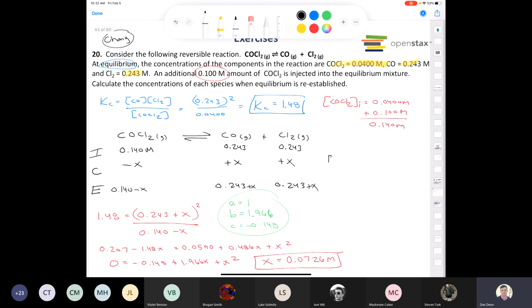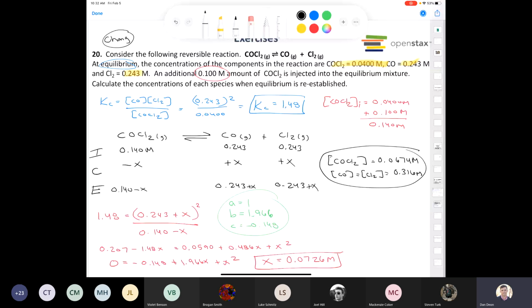We get the concentration of COCl2 is equal to 0.140 minus this number. I went ahead and did that already, and you get 0.0674 molar. The concentration of carbon monoxide and the concentration of chlorine are going to be the exact same. So it's 0.243 plus this number, and that gives you 0.316 molar. There you go.